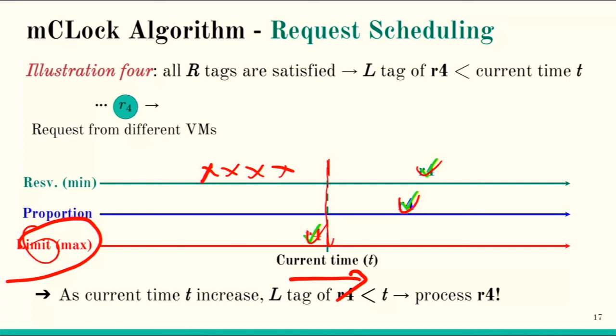We have already processed all of them, and by doing this, we can guarantee that mClock will satisfy the reservation, which is the minimum requirement, the lower bound, and also guarantee the proportional share value. Okay, and also guarantee the limit, which is the upper bound. Okay, this is the illustration of how the mClock algorithm works.